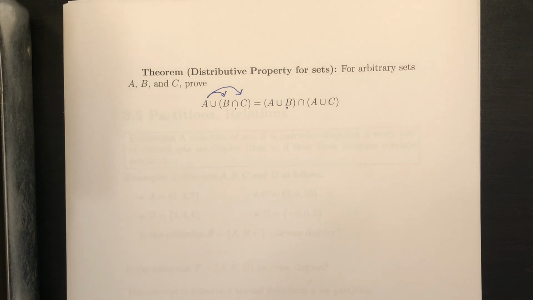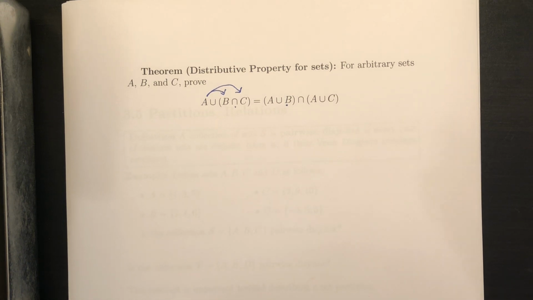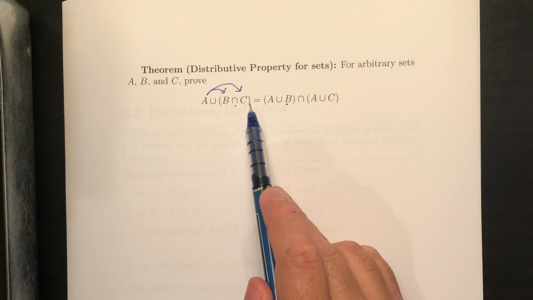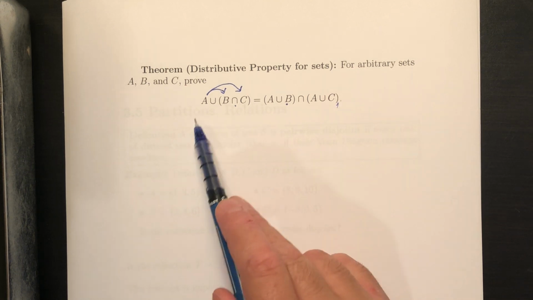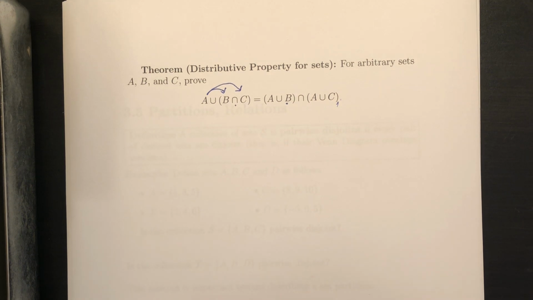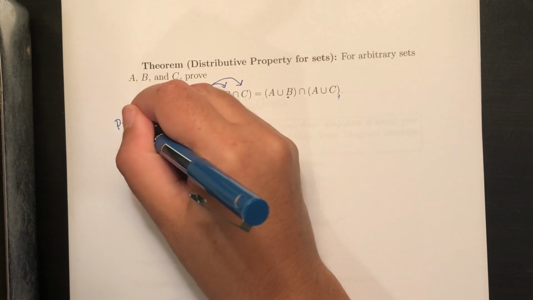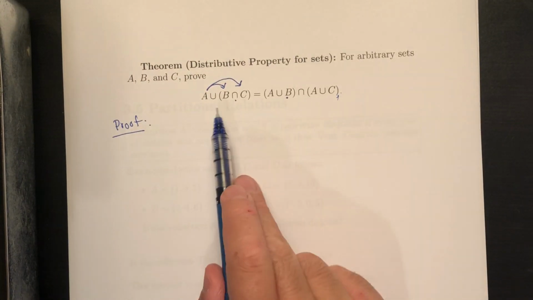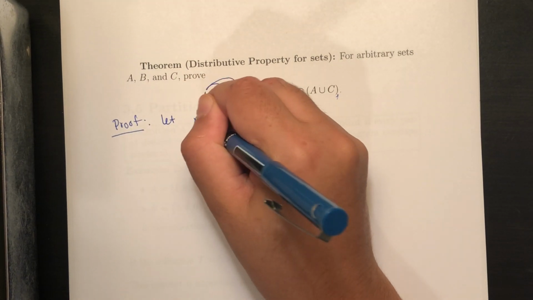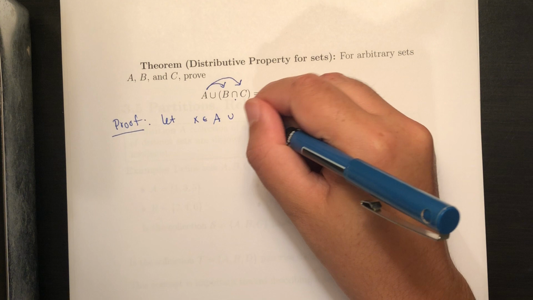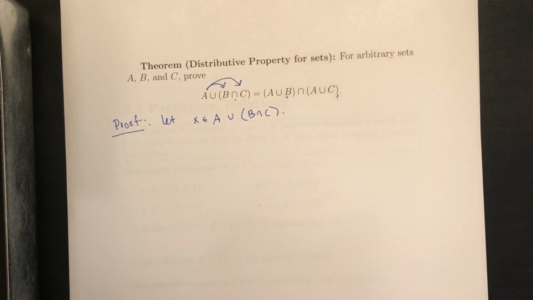Now, normally you would prove one set is equal to another by proving first that this is a subset of this, and then vice versa, prove this is a subset of this. But I'm going to do the shortcut way where we prove things using if and only if statements. So proof: it's going to look like I'm proving the first subset relationship, but really I'll be using if and only if statements, so it'll work backwards as well. So we're going to let X be an element of A union (B intersect C).